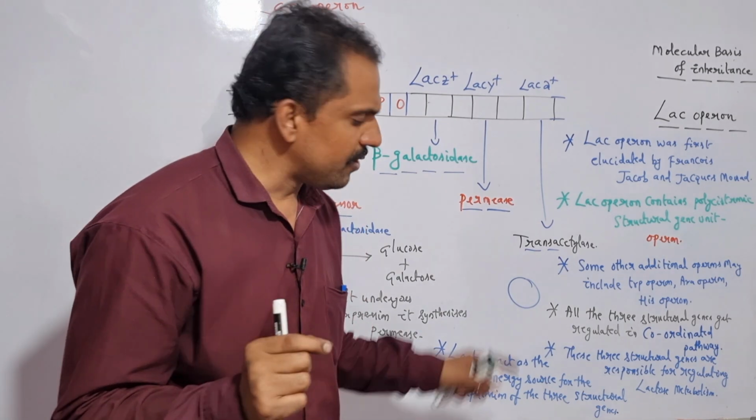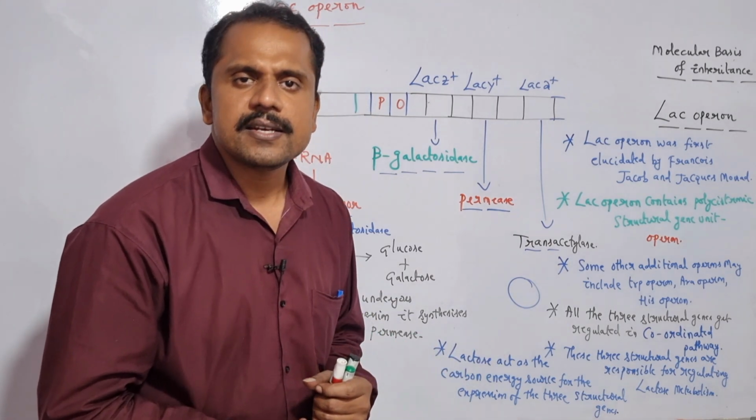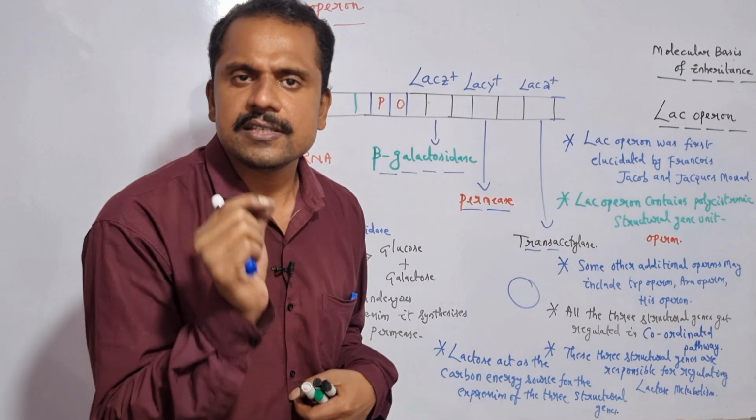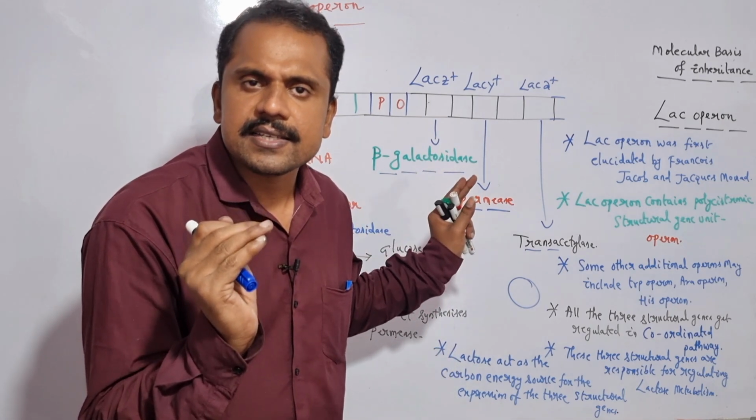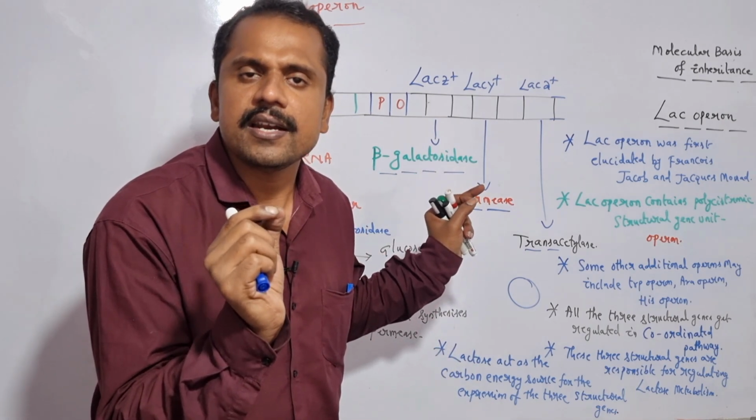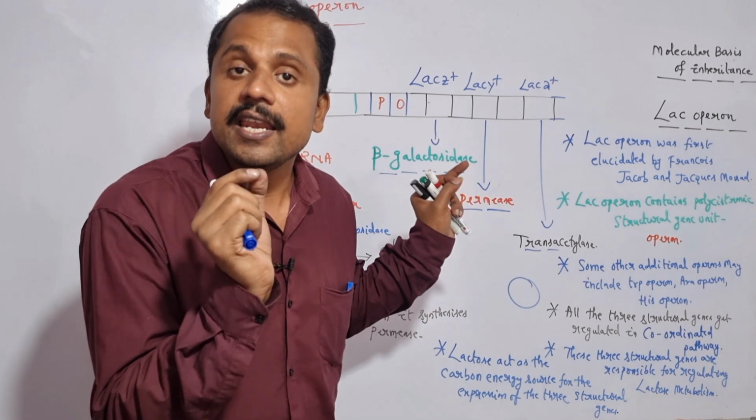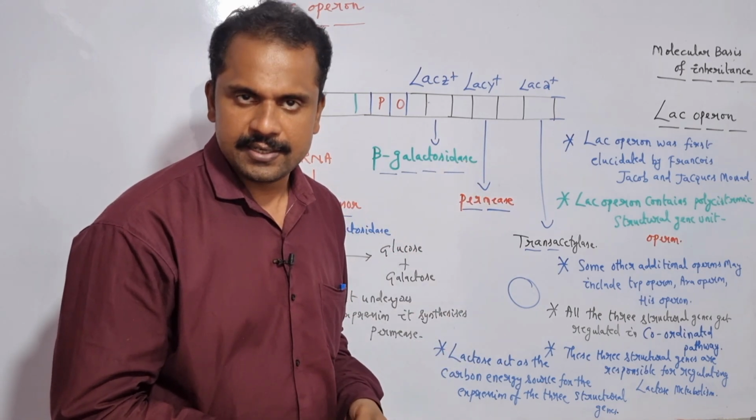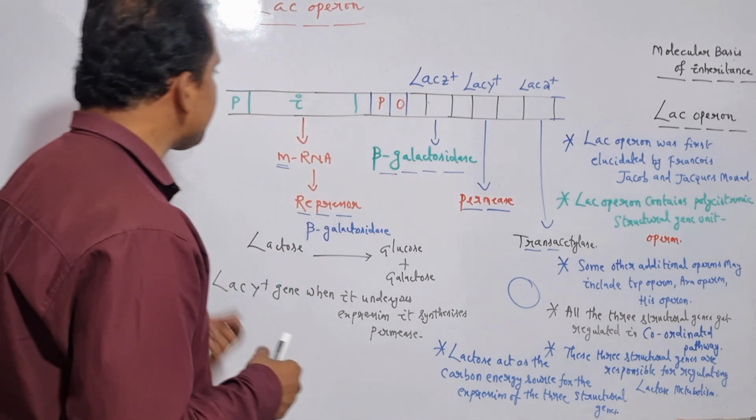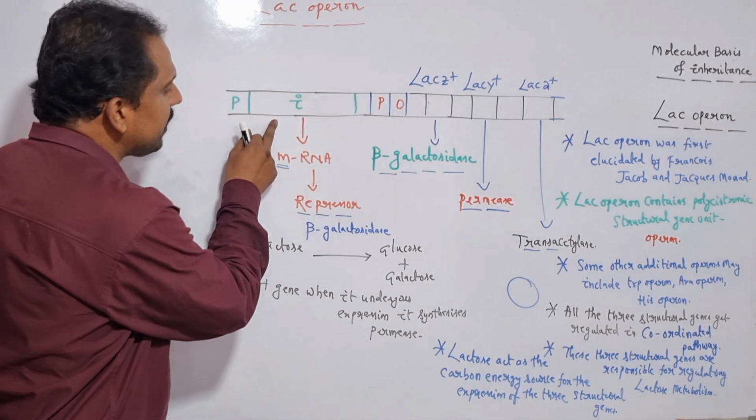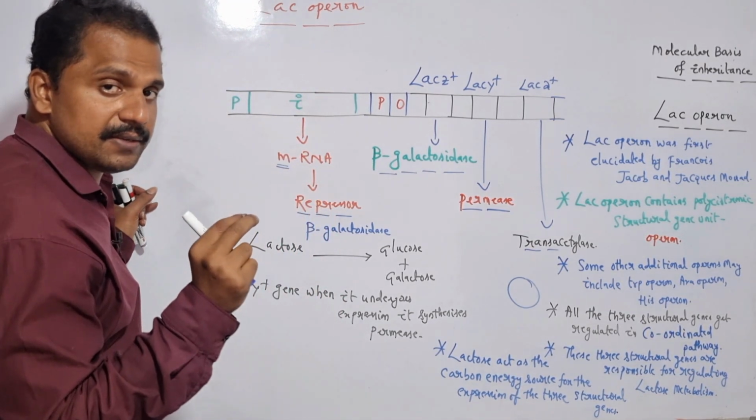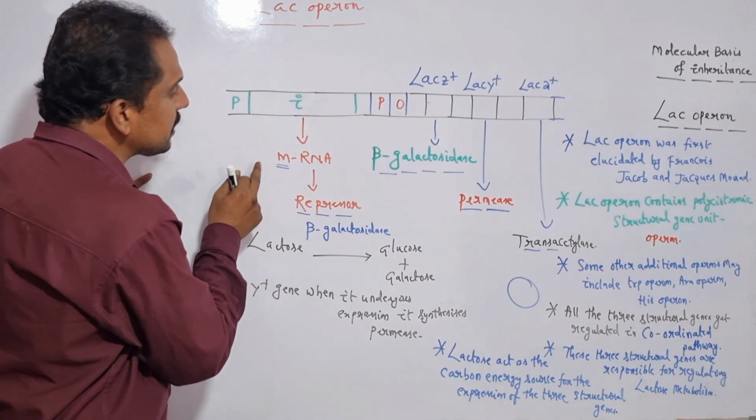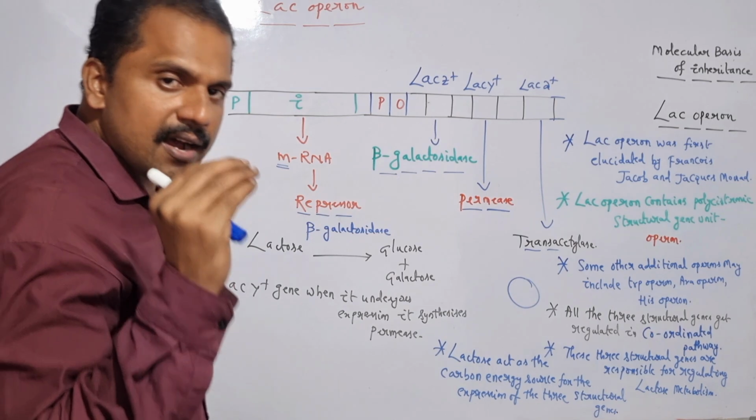Is it clear? So here in the absence of the preferred carbon energy source known as glucose and in the presence of lactose, all the three structural genes get successfully expressed in a coordinated pathway in order to regulate the LAC operon concept. Is it clear? Always the inhibitory gene, once it undergoes expression, is expressed constitutively, at all times.